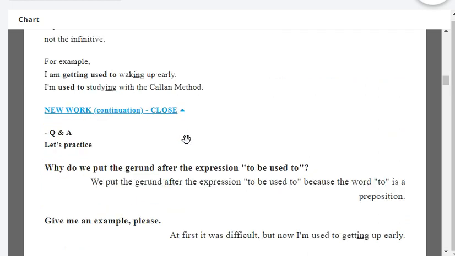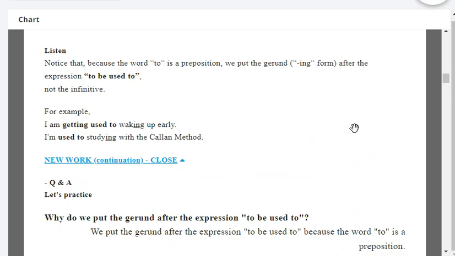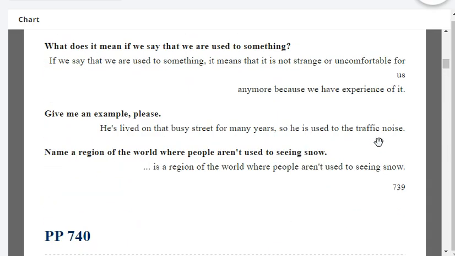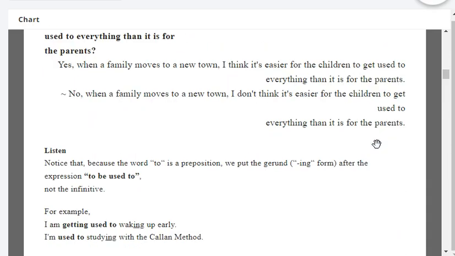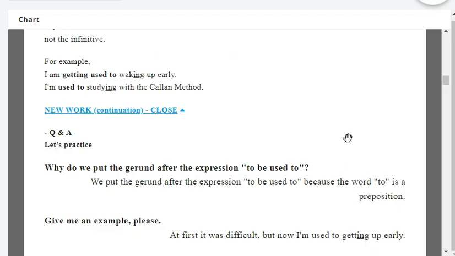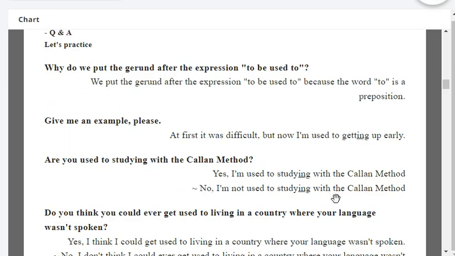Okay, so let's practice. Why do we put the gerund after the expression to be used to? We put the gerund after the expression to be used to because the word to is a preposition. Give me an example, please. At first it was difficult, but now I'm used to getting up early.